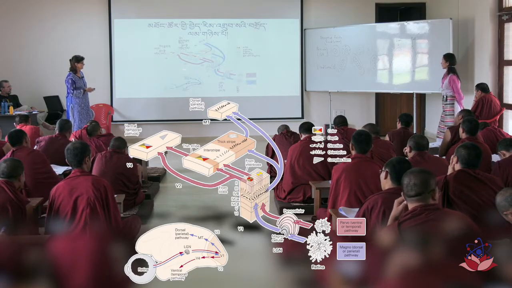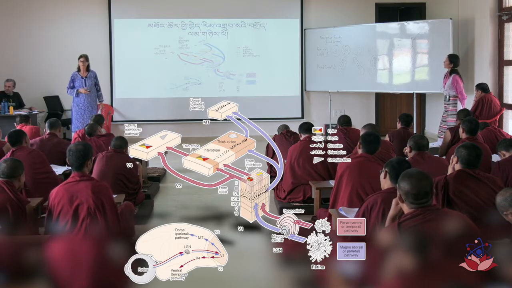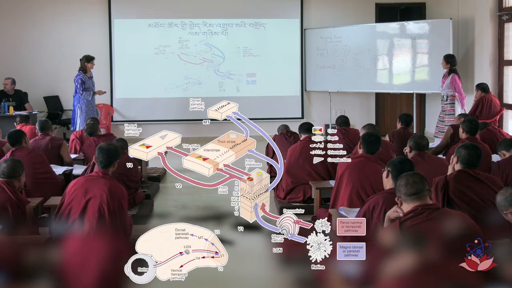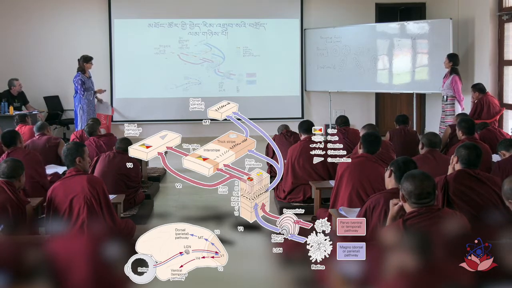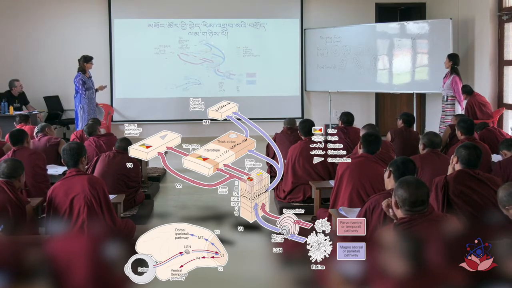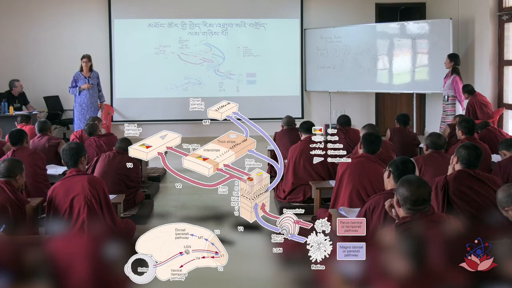Now, this is a complicated slide, but I can simplify it just by saying that that information, if you look at the red and the blue, is transmitted through separate pathways in the visual cortex.